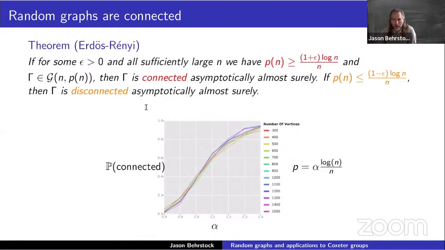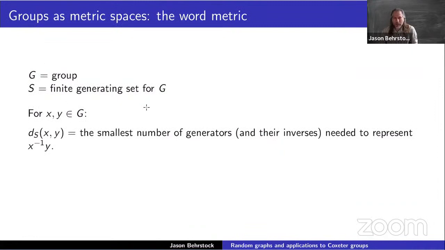So that's the probability theory. My goal in this talk is to explain to you that there are some geometric group theory analogs of this theorem. In the context of Coxeter groups, I'm going to prove some analogs of this type of threshold theorem. In order to do that, let me turn to groups for a minute and talk about the notion of groups as metric spaces.